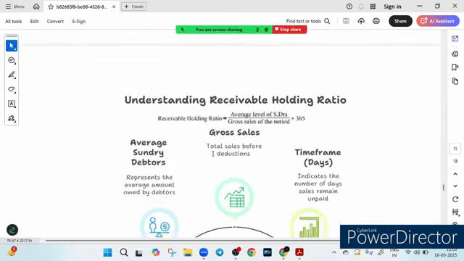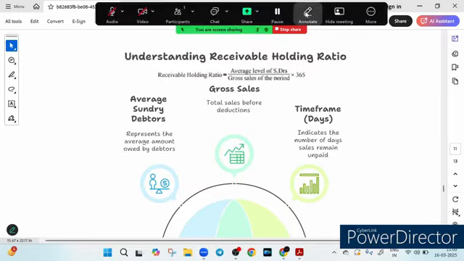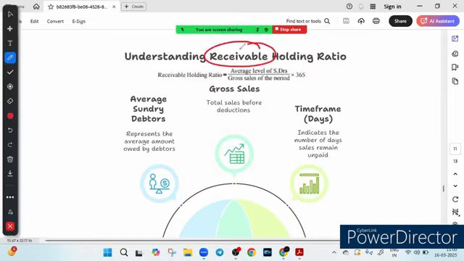Managing receivables efficiently is the key to managing cash flow and staying financially stable. Do you know what the meaning of receivable is? Suppose you have a company, right? And you have given a product on credit to someone. You have not received the amount yet, and that is called a receivable, right? So how long does your sale stay unpaid? That is called receivable.